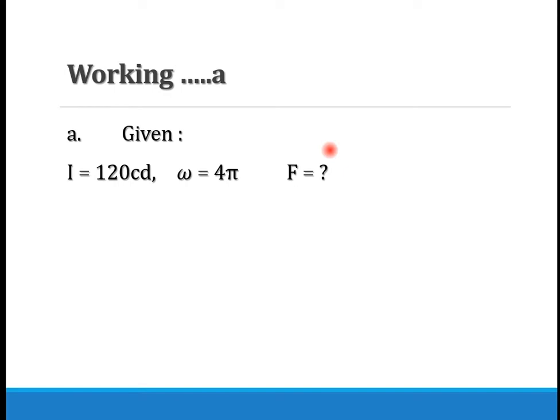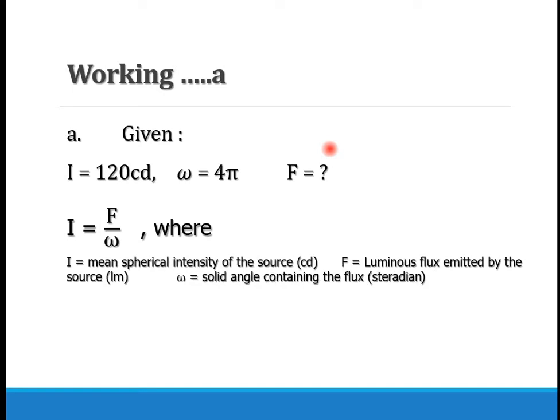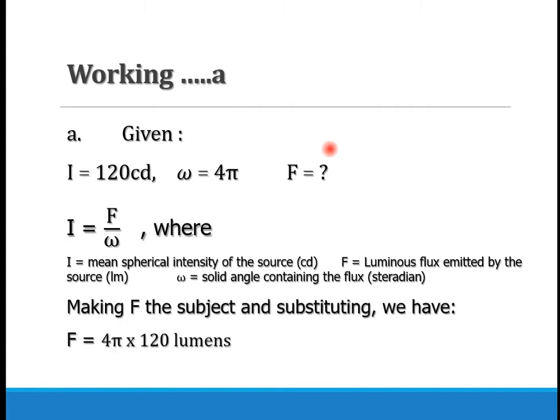So we have been given that I is equal to 120, and we've also been given the solid angle because it's a spherical source. In this case, it's 4 pi, and F is the one that we are supposed to calculate. So we have the formula I is equal to F over omega, where I is the mean spherical intensity of the source in candelas, F is the luminous flux emitted by the source in lumens, and omega is the solid angle in steradians.